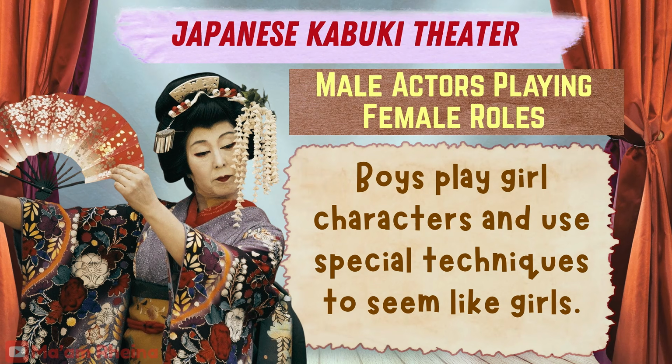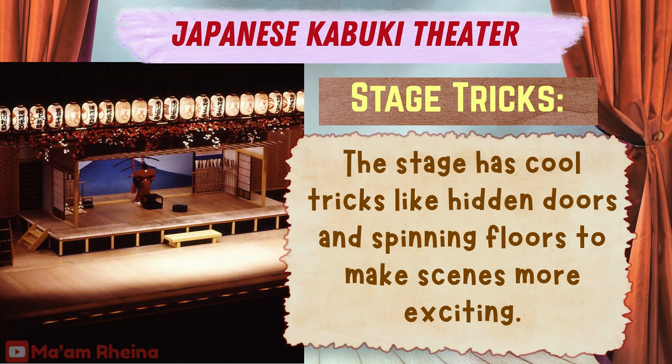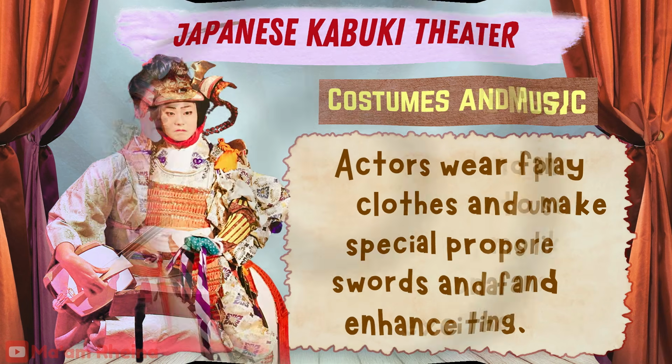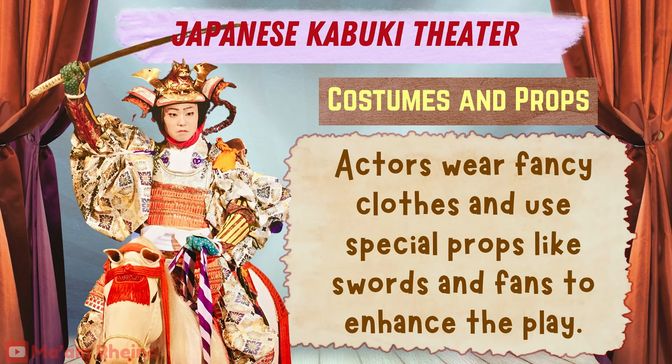They wear colorful makeup with bold patterns to highlight their characters. Male actors often play female roles, using special techniques to appear more feminine. The stage has tricks like hidden doors and rotating platforms to surprise the audience. Singing, music, costumes, and props such as swords and fans make the performance lively and dramatic.